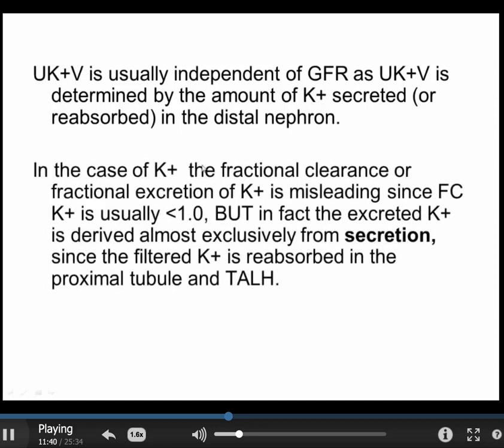Now, we have to be careful here when we're looking at potassium with the fractional clearance concept. I talked to you earlier on in the clearance lecture about how we compare the clearance of a substance like sodium or glucose or phosphate to the clearance of inulin. They're all freely filtered substances, and that gives us an index of how much of that substance is being reabsorbed in the tubule. Now, the fractional clearance of potassium is usually 1, but that camouflages the fact that most of the potassium appearing in the final urine gets there by secretion.